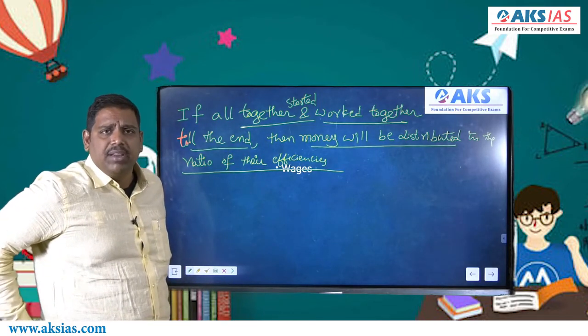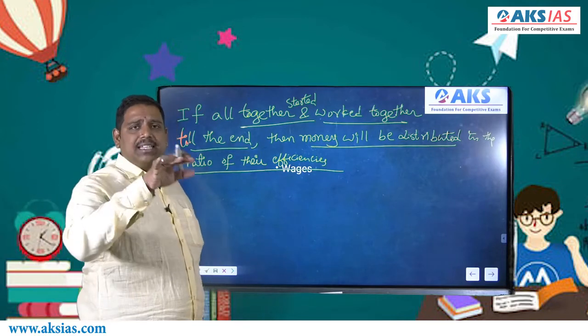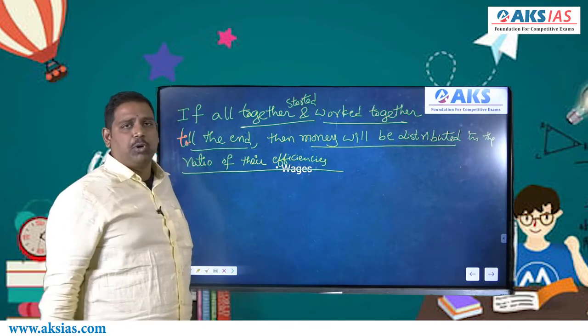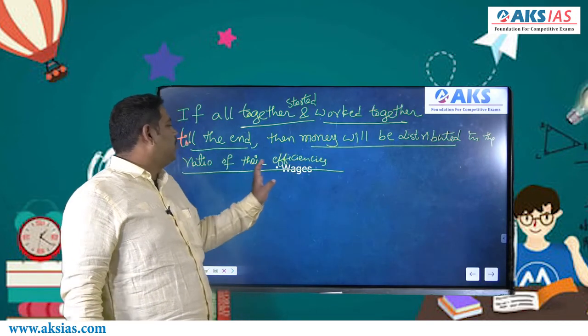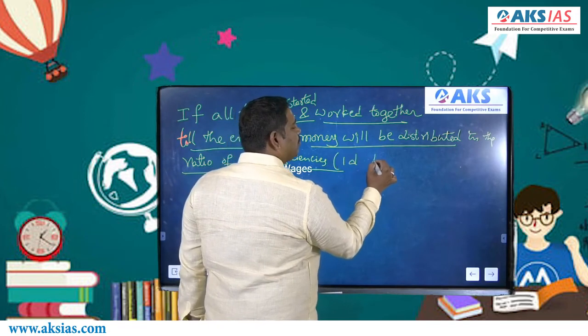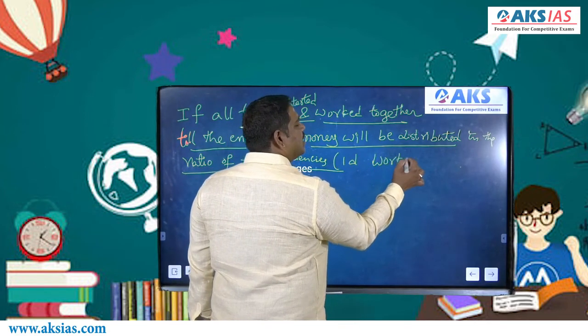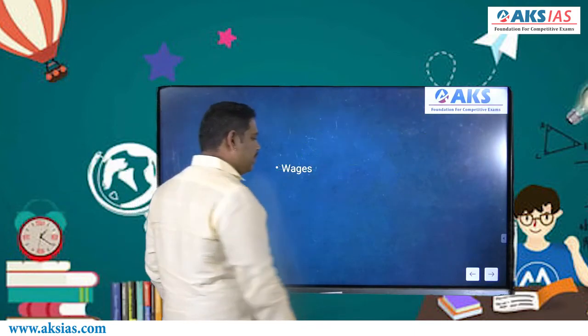99% this kind of questions will be given. Only 1% the different model, that means somebody added, somebody left models will be given in the wages model. Otherwise, in the remaining situations you should work out based on their efficiencies. Based on their efficiencies means 1 day work. 1 day work is known as efficiency. Right. Now let's go for the problems one by one.